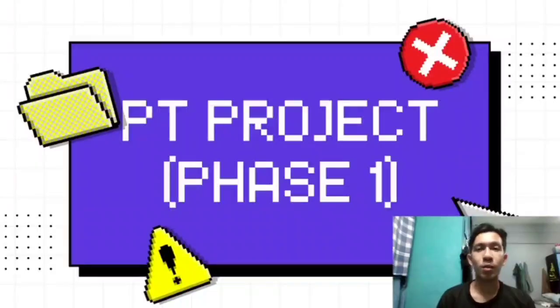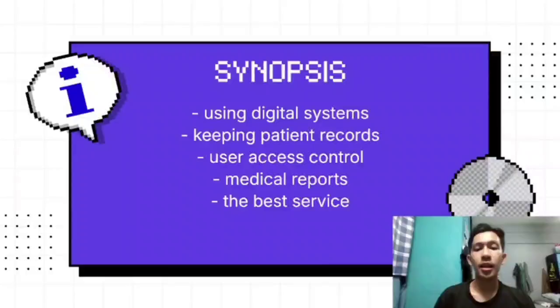So for my turn, I will explain the synopsis of our project. Our topic we chose is the clinic appointment and patient record system. So what is it? The clinic appointment and patient record system is a digital system that was developed to improve the efficiency of clinic management. This system allows clinic staff to manage patient appointments digitally without relying on manual methods, thereby reducing congestion and minimizing wasted time.